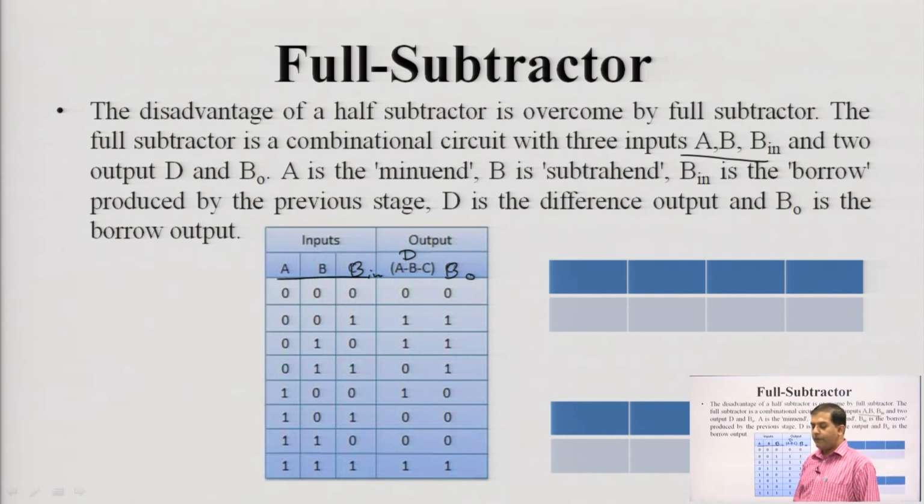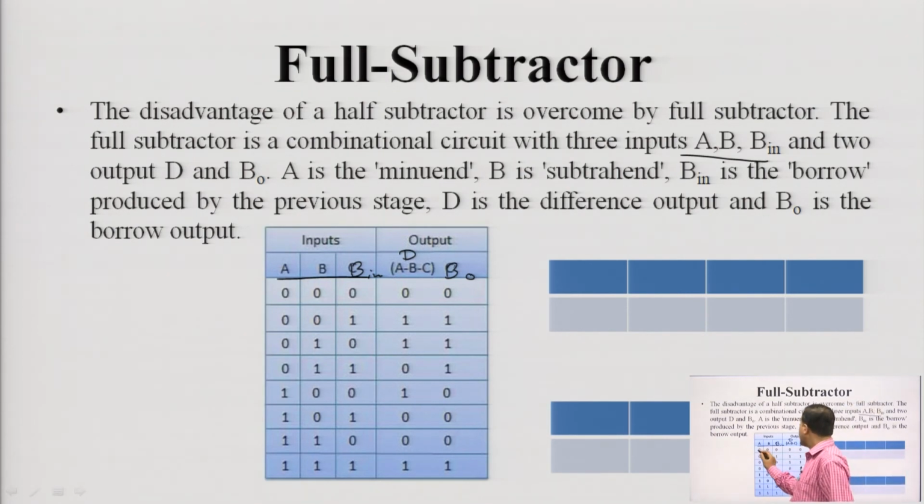There will be two outputs D and B naught, right. A is the minuend, B is the subtrahend and B in is the borrow produced by the previous stage. D is the difference output and B naught is the borrow output. So, let us check the truth table first and then we will do the K map.